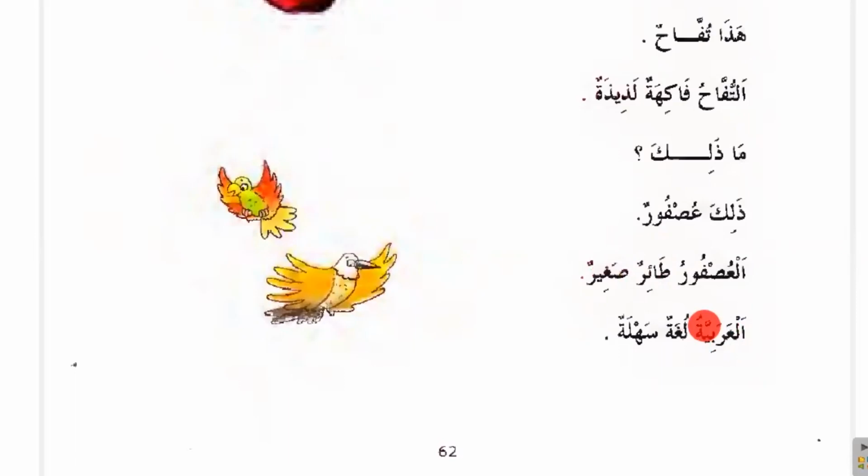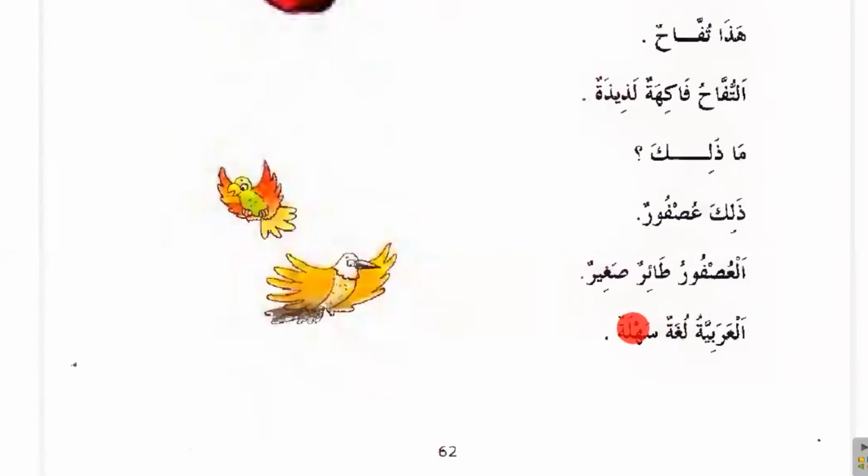Al-Arabiyatu lugatun. The Arabic here. Al-Arabiyatu, Arabic. Lugatun is a language. Sahlatun, an easy language. I hope that is true. Yes. Lugatun means language. So you have Lugatul Arabiya, Arabic language, Lugatul Ingiliziya, English language, Lugatul Farasiya, French language. So lugatun means a language.